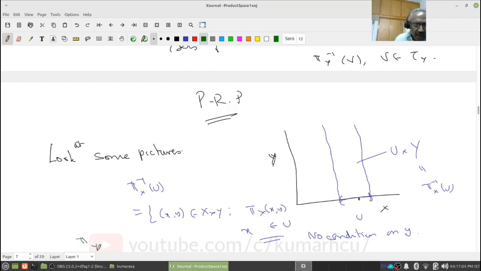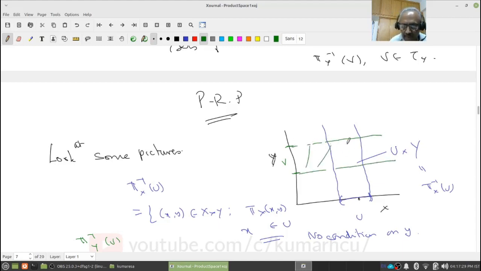Now let's look at what is pi y inverse of v. So I start with the v here. This is my v, right? Then go through that. Pi y inverse of v will be the set of all xy in x cross y such that pi y of xy, which is y, must be in v. Therefore, there is no condition on x. Therefore, x would be anything, but y has to be in v. That gives me this picture.